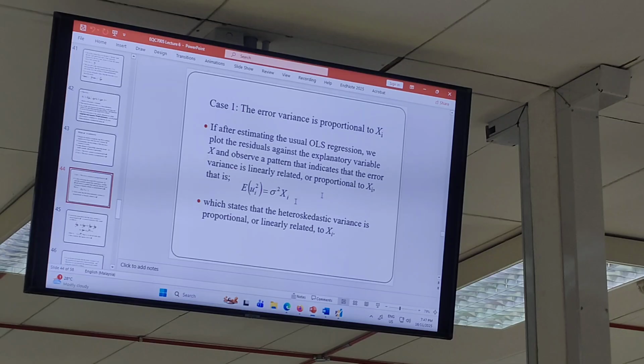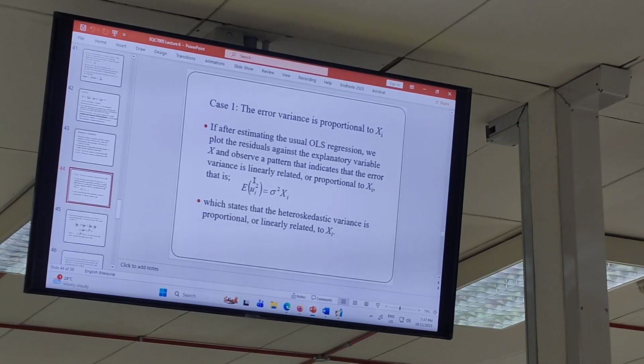That is, the error variance: the expected value of ui squared is the variance. The variance of ui is equal to sigma squared xi, so it depends on the value of x. So it's proportional to x.